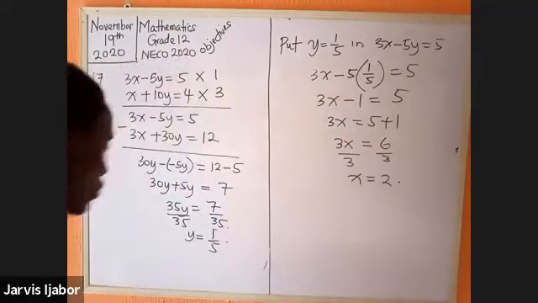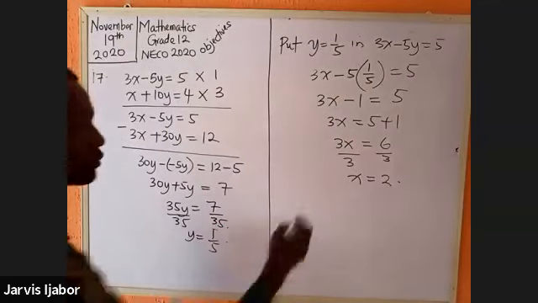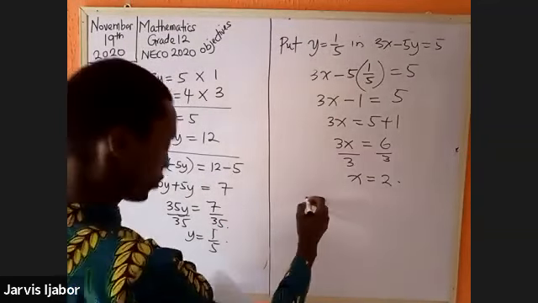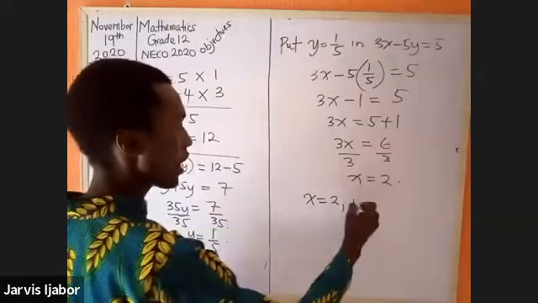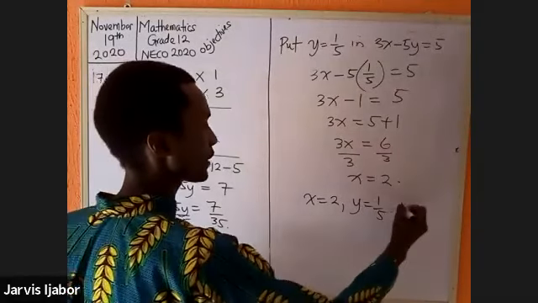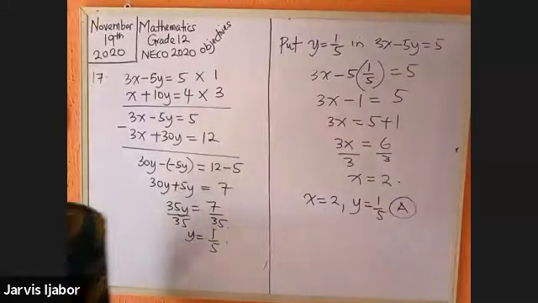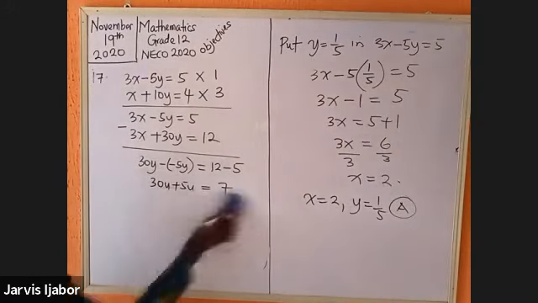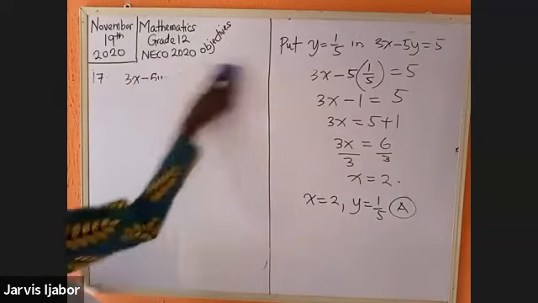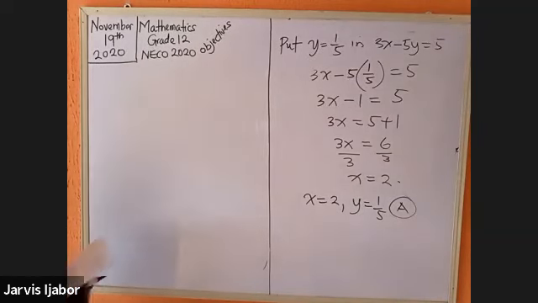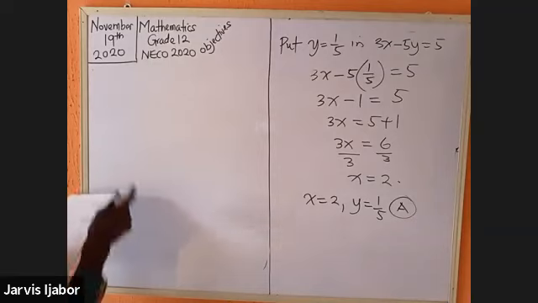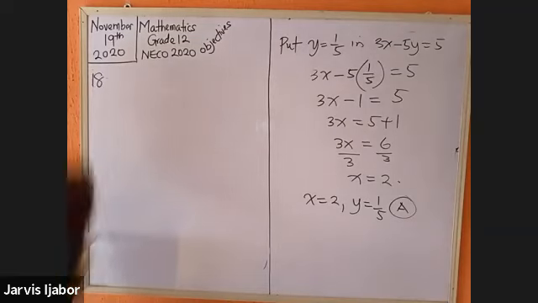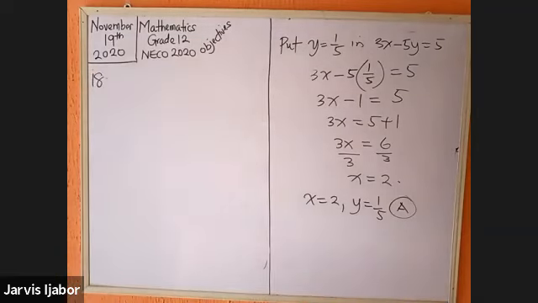2. So with that said, our answer will be what? A, which will be x equal to 2 and y equal to 1 over 5. And that's option A. All right. So that takes care of question 17. So let's move to 18. In question 18 is testing your knowledge of compound interest.